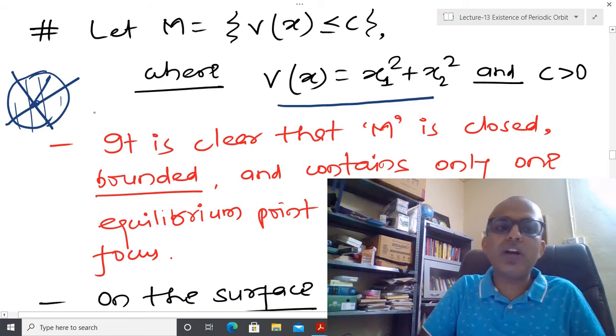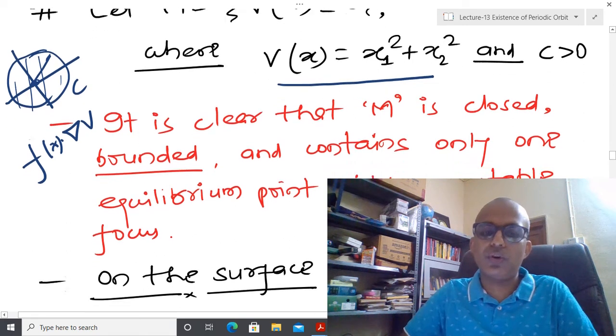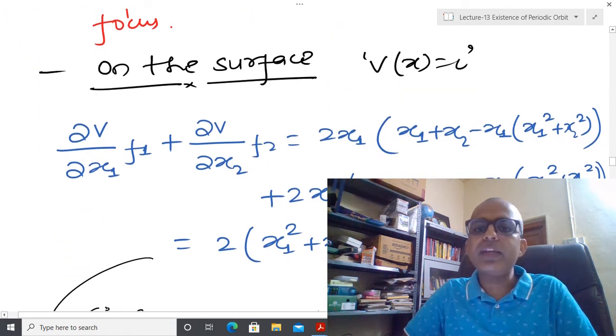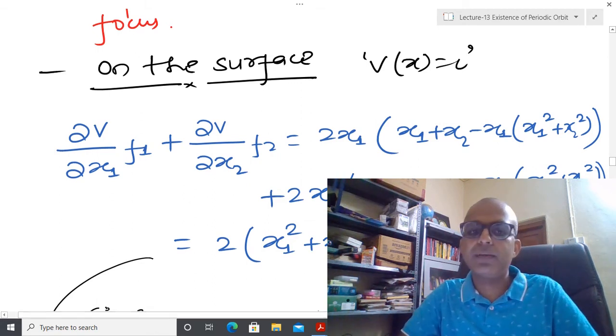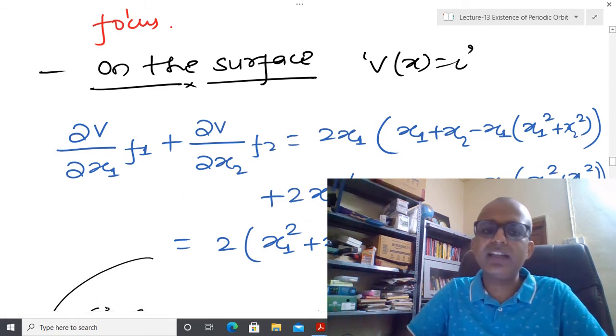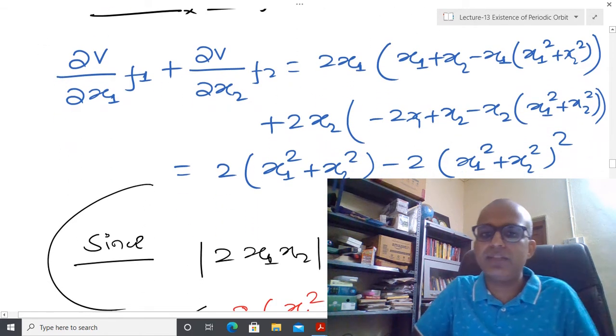And after that, now I am going to check on this surface that f(x) dot product, or inner product, with the gradient of V, is it less than or equal to 0 or not. If that is less than or equal to 0, then I can guarantee that the trajectory is going to be trapped. Same kind of things I have done, I have just done the calculation. Please do the calculation by yourself, because that is pretty obvious.